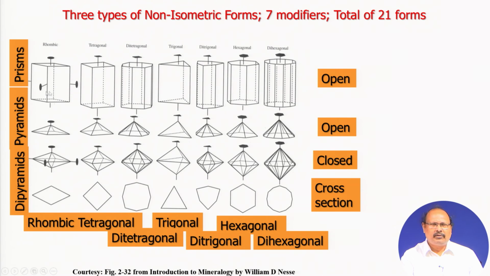Now, I am showing these crystal models in 3 rows here. This is the row where we show the prism. There are different types of prisms. This is an open form. This is the one for pyramid, and this is the one for dipyramid, and this is essentially the cross section of these faces in the horizontal plane here, and how they look. On the basis of that, there are different classifications here. So, let us now first start with these different varieties of prism forms here.